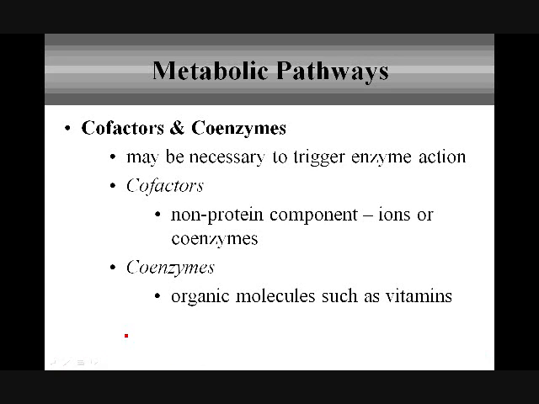There are also other factors in place to help keep metabolic processes in control, and those can be cofactors and coenzymes. What they're actually used for is to trigger enzymes and make the enzymes do what they're supposed to do. A cofactor can be an ion or a coenzyme, so really a coenzyme is a specific cofactor, right? So they're all really cofactors, but you can be more specific and talk about coenzymes.